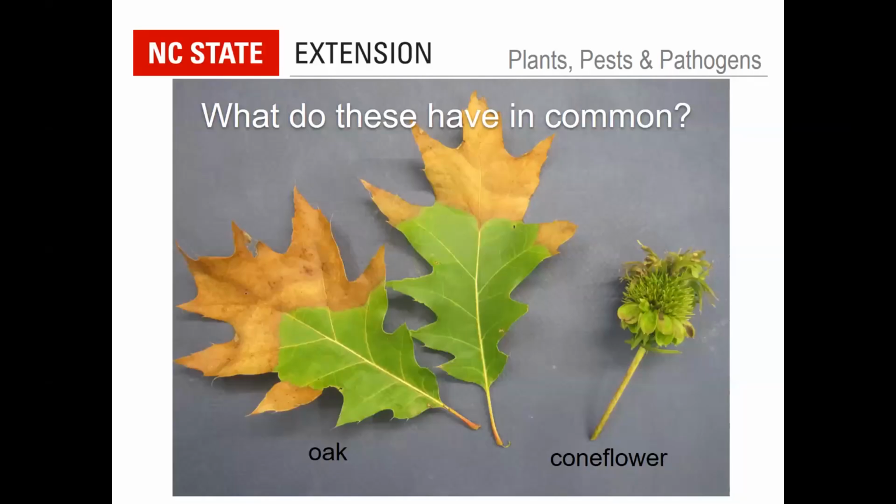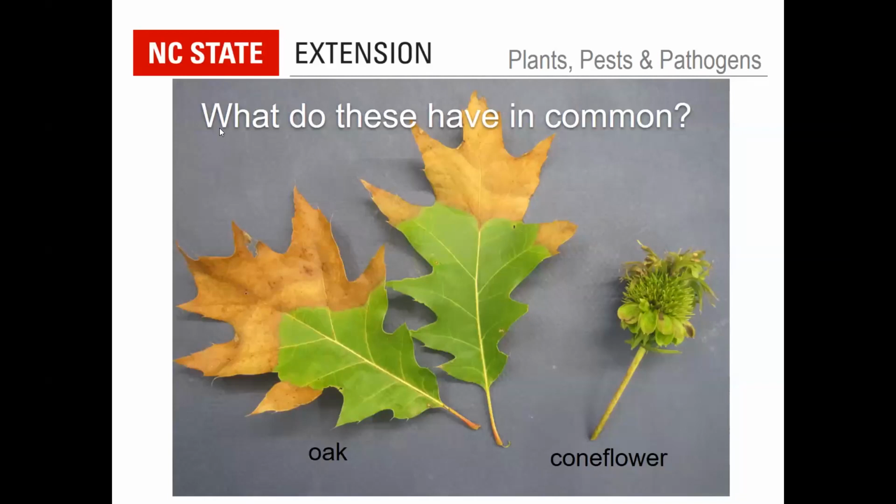Okay, Mike. All right. Do I have, let's see, I may have done this in the wrong order. So can everyone see the slide with the oak next to the coneflower?